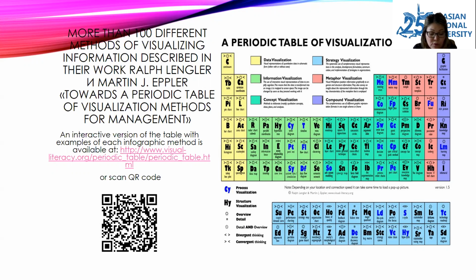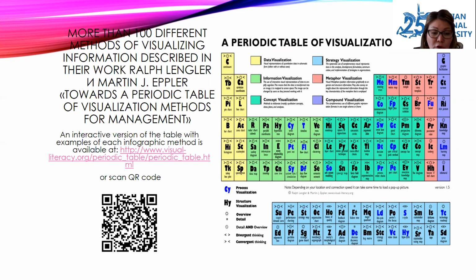graphics and diagrams to strategic maps and causal charts. This diversity is due to significant differences in the nature, features, and properties of knowledge in different subject areas. And here I'd like to show you a periodic table of visualization methods made by Ralph Lengler and Martin Eppler.